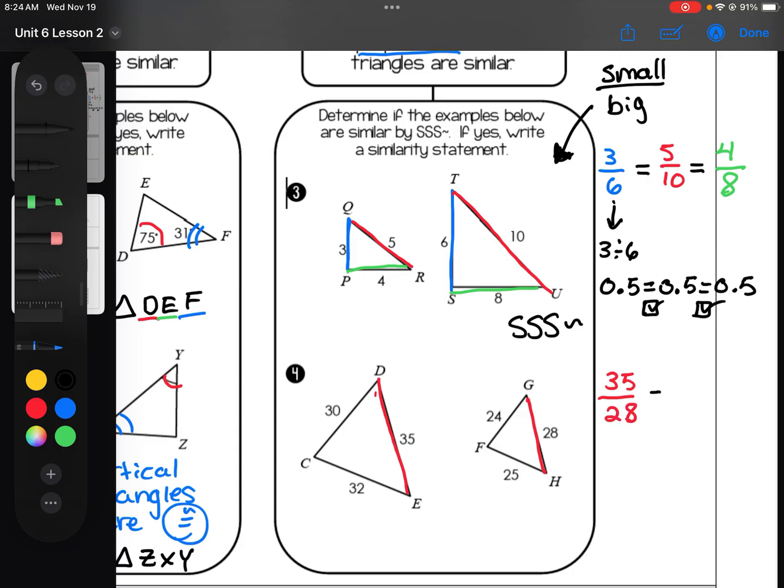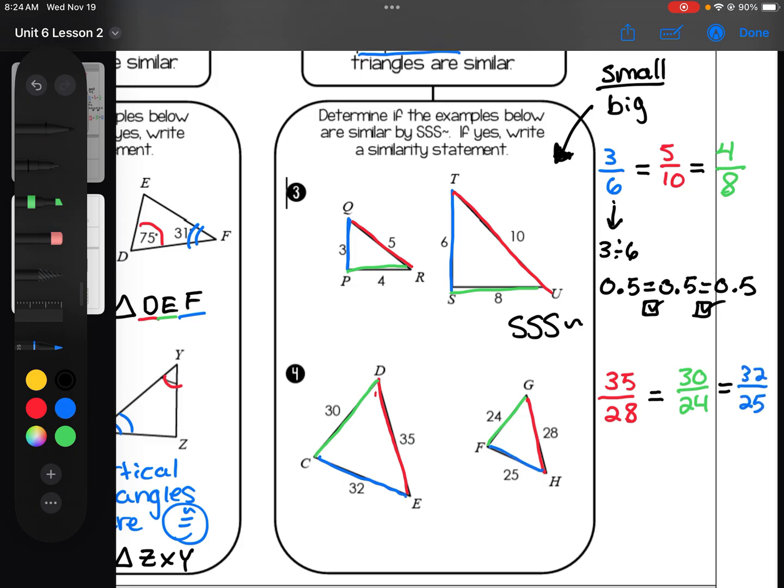We know the relationship of those sides needs to be equal to the relationship of the two small sides. So my smallest side on the triangle to the left is 30. The smallest side on the triangle to the right is 24. So it needs to be equal to the relationship of 30 to 24. Also, it needs to be equal to the relationship between 32 and 25.